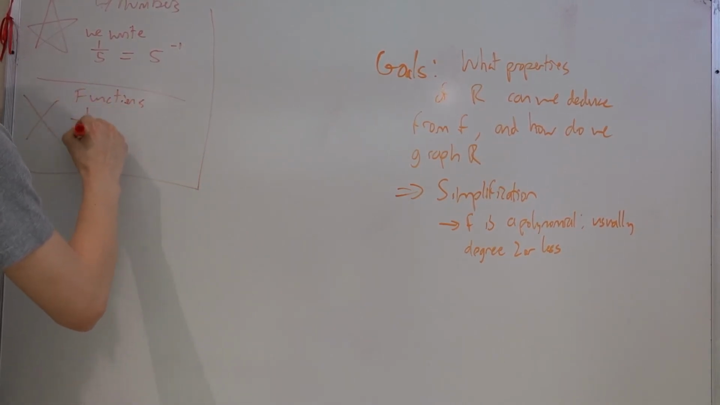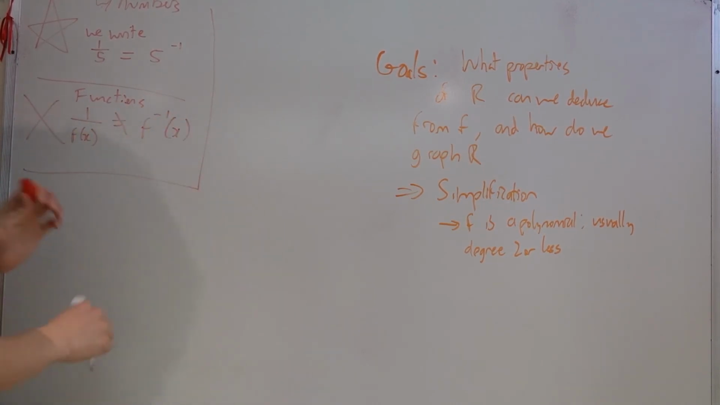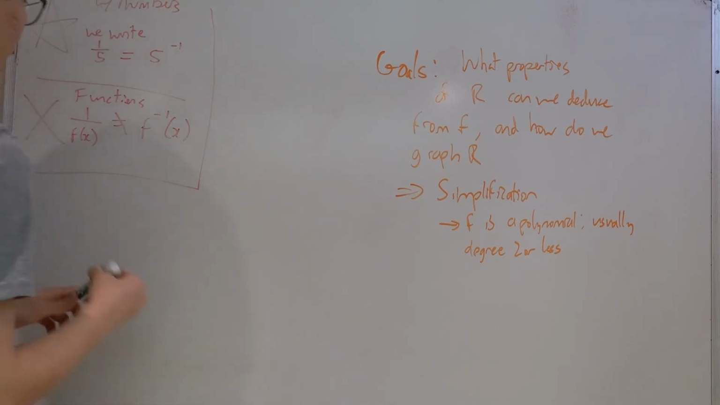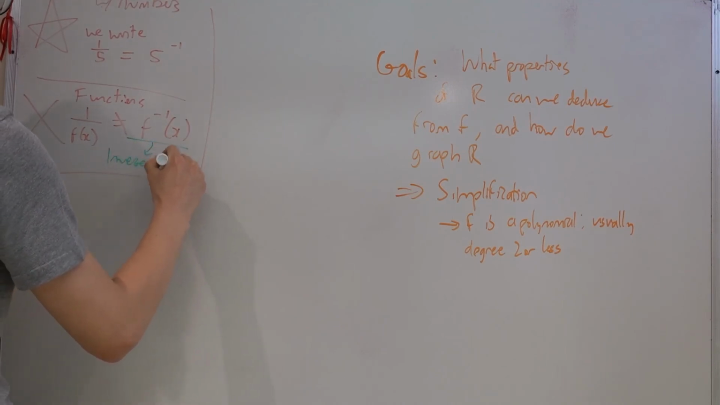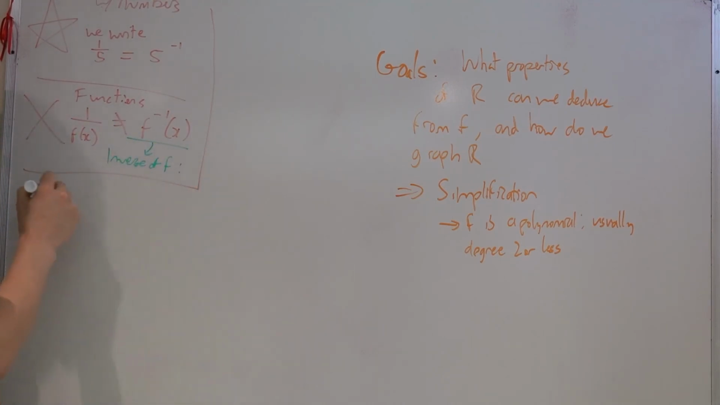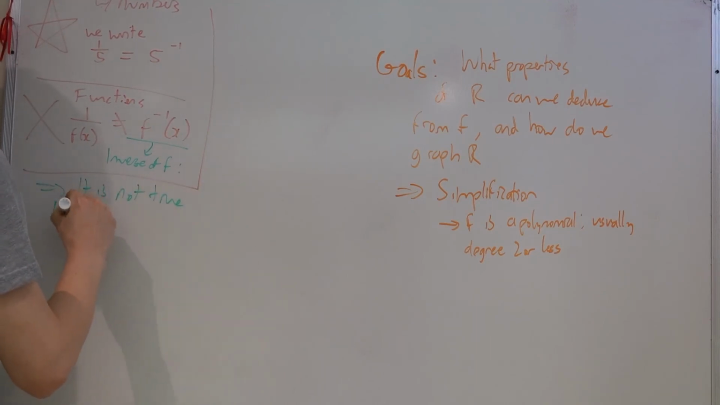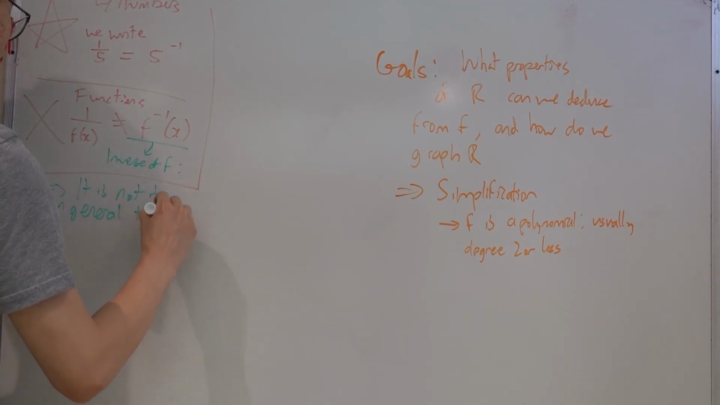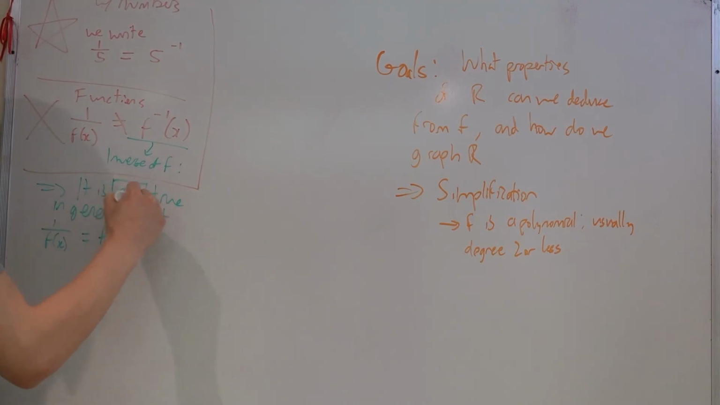if you're writing 1 over f of x, this is not the same thing as f to the negative 1 of x. Recall from section 1 that this notation means the inverse of f. Okay? And we are actually going to prove as an exercise that it is not true in general that 1 over f is the inverse function. Okay? It is not true in general.